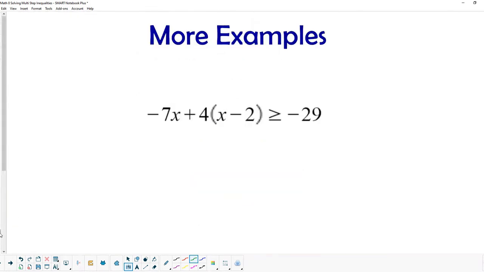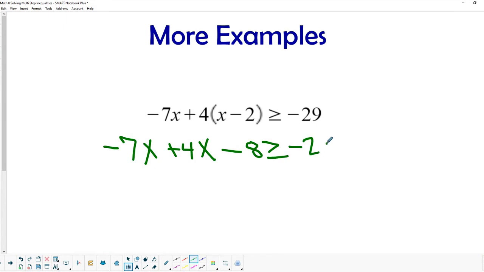Let's do a couple more examples. This one would be negative 7x plus 4x minus 8 is greater than or equal to negative 29. Negative 7x plus 4x is negative 3x, so we have negative 3x minus 8 is greater than or equal to negative 29.